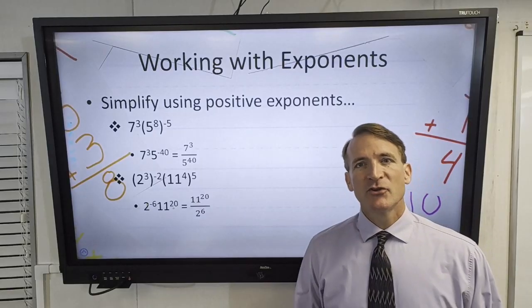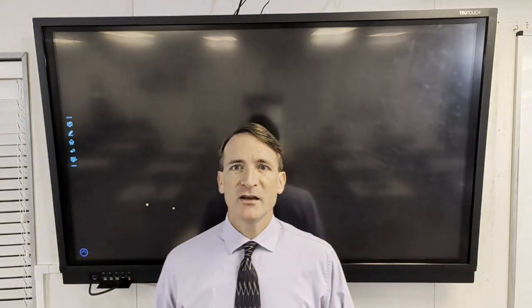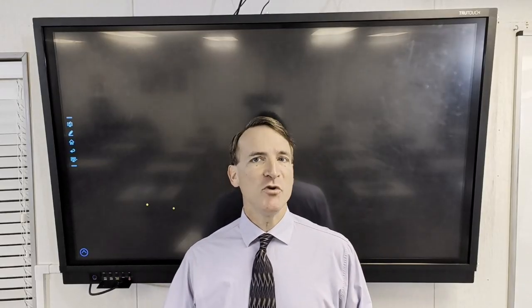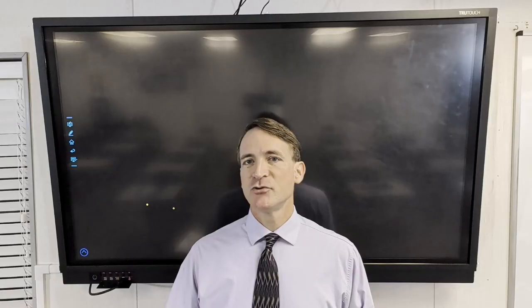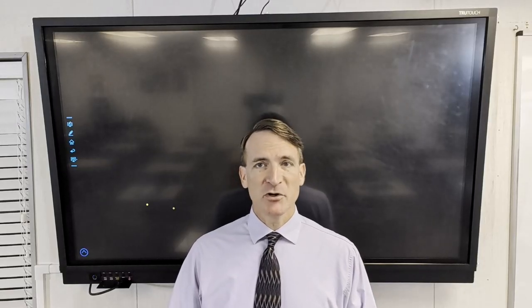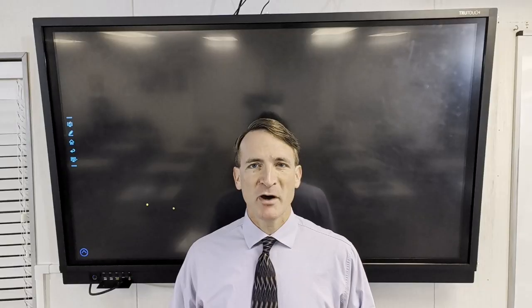So today what we learned are negative exponents. When you have a negative exponent, that means it's in the wrong position. If it's in the numerator, we need to move it down to the denominator and change it to a positive exponent. If it's already in the denominator and has a negative exponent, that means we need to move it up to the numerator and change its exponent to a positive.